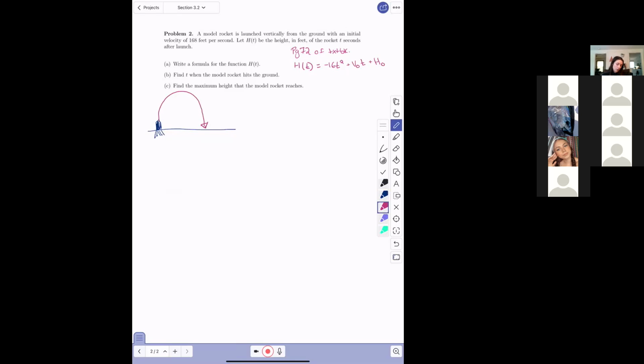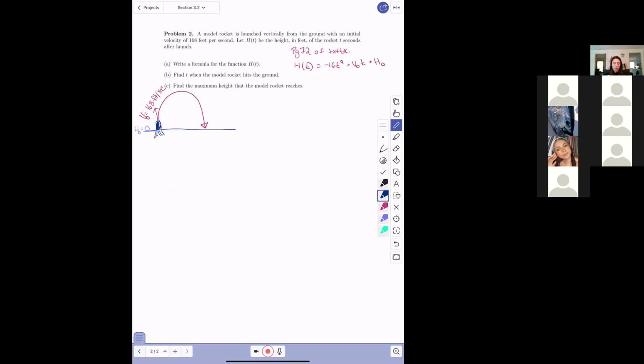In our scenario, we know that when it's first launched, the initial velocity is 168 feet per second. And we also know what the initial height is. This initial height here, when it's launched, is h sub 0 equals 0 feet. We're launching it from the ground. So that's what's happening here.